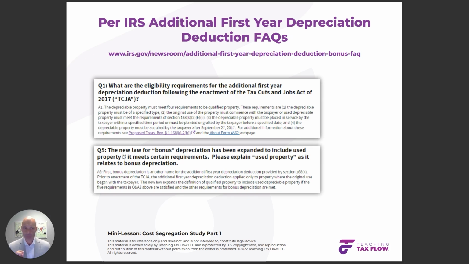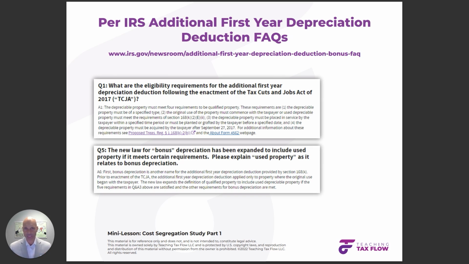Now, the new law, in question 5 here, allows bonus depreciation to be extended to used property. So it doesn't have to be original used property, which does include vehicles, but also includes real estate. And under the Tax Cuts and Jobs Act, we can now take bonus depreciation on real property. So that's very attractive to us. That bonus depreciation deduction really is a driver as to why cost segregation studies make even more sense under the Tax Cuts and Jobs Act.